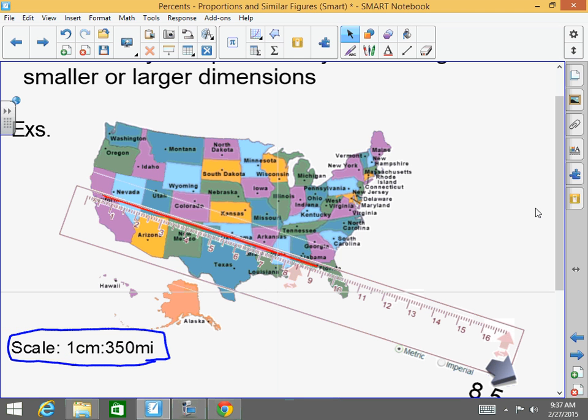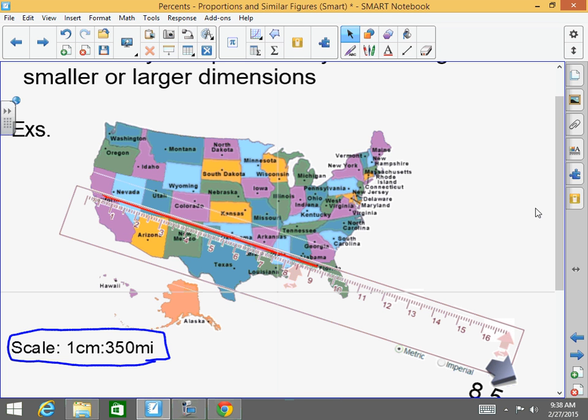So the scale reads 1 centimeter on the ruler really represents 350 miles in real life. This, by the way, guys, is how your GPS works. Your GPS has a scale within it. And when you put in distances, it calculates using the scale. That's why the GPS tells you how far away it is, how long it's going to take you to get there, etc. Okay, it's pretty cool. But we're going to use the old school method today.